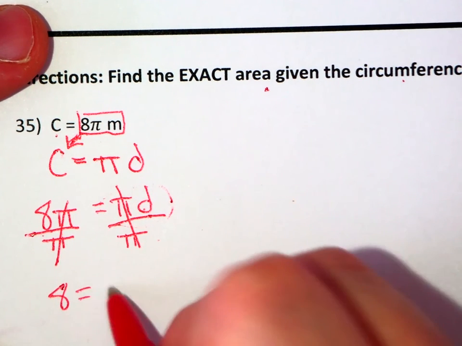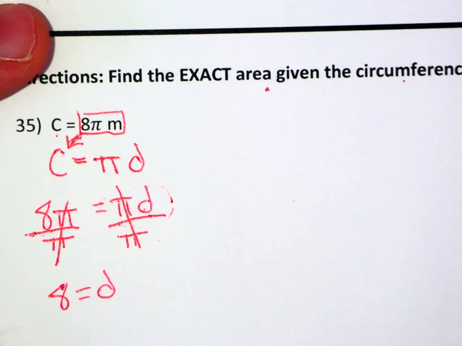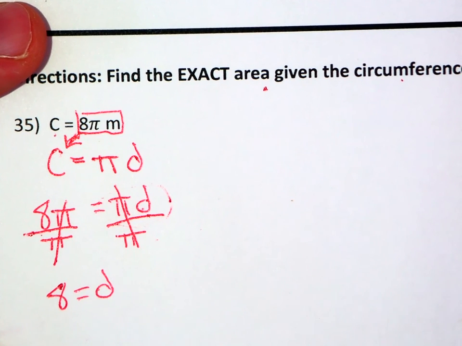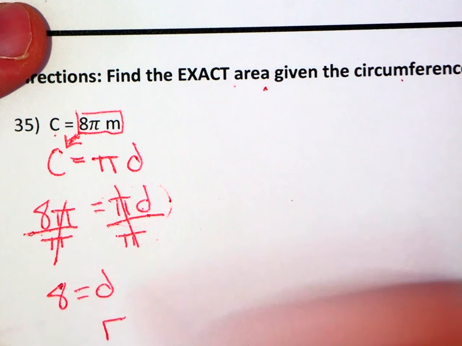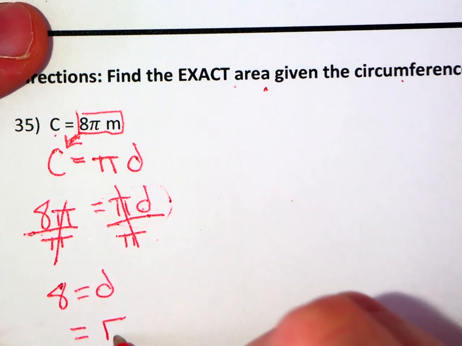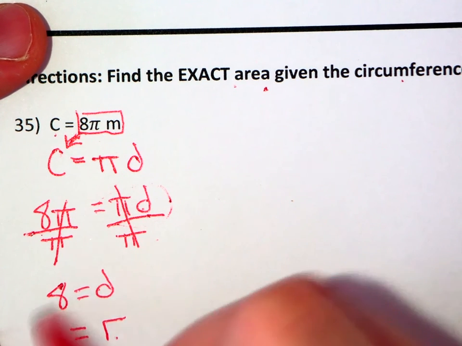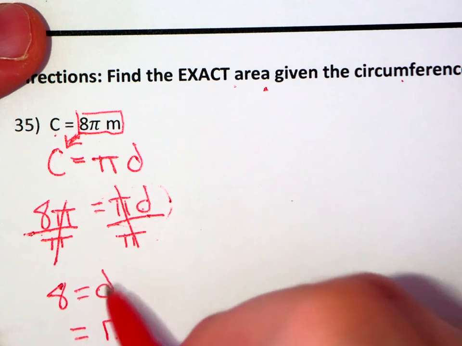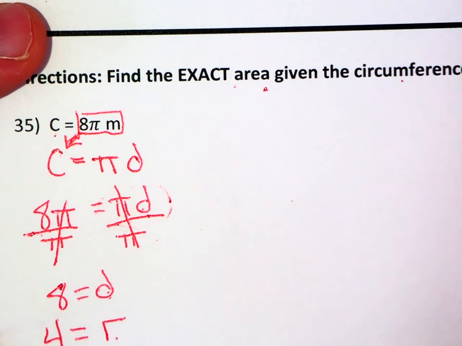So 8 equals d. Now remember, our formula for area uses the radius, so we need to take one more step and change my d into an r. The diameter of a circle is 2 times the radius. Thus, the radius of the circle is half of the diameter. So half of 8 would be 4.